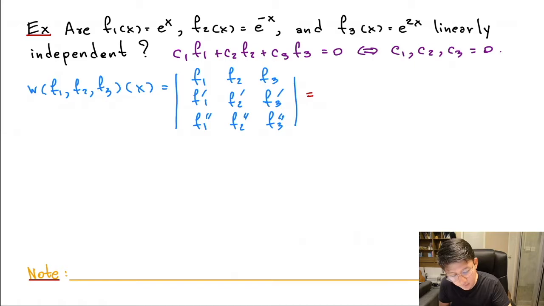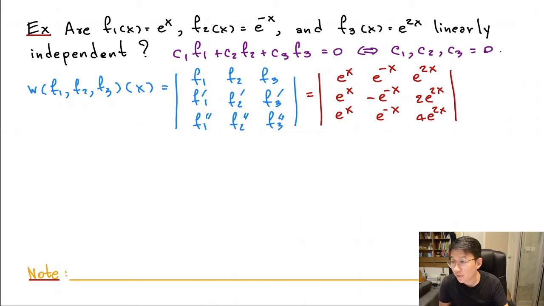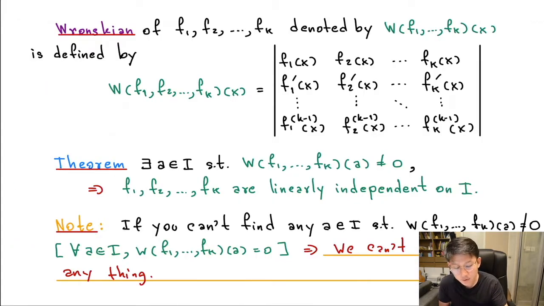F1 is e to the x, F2 is e to the minus x, and F3 is e to the 2x. F prime is e to the x, minus e to the minus x, and when you differentiate again you get e to the minus x. The last one is 2e to the 2x and 4e to the 2x. This is nothing, I just follow the definition here. We have F1, F2, F3, and then you differentiate down.